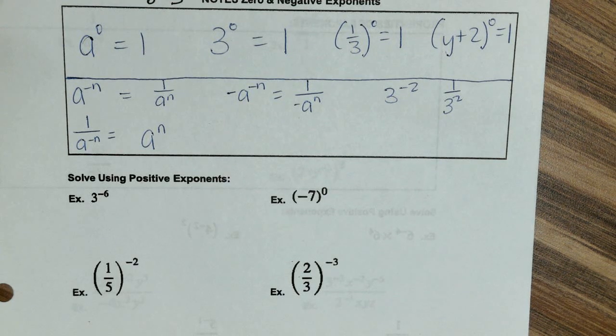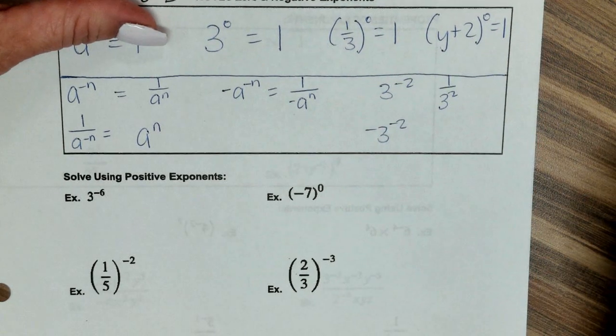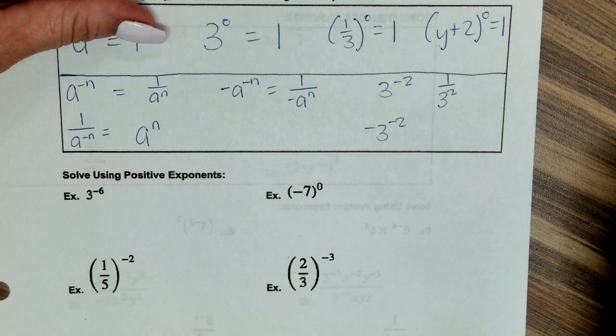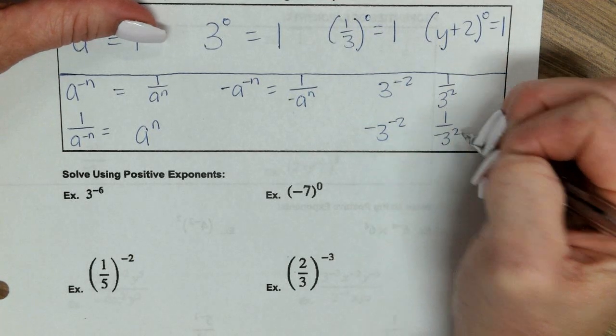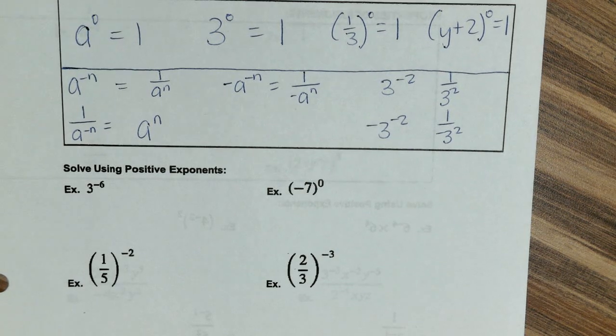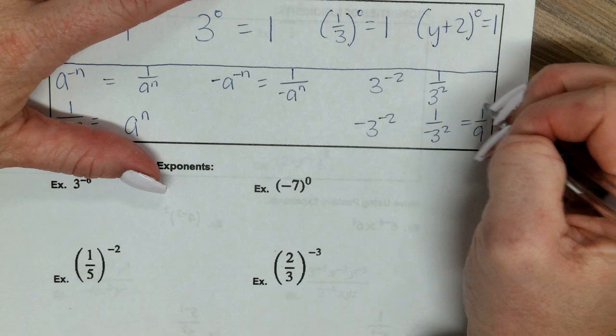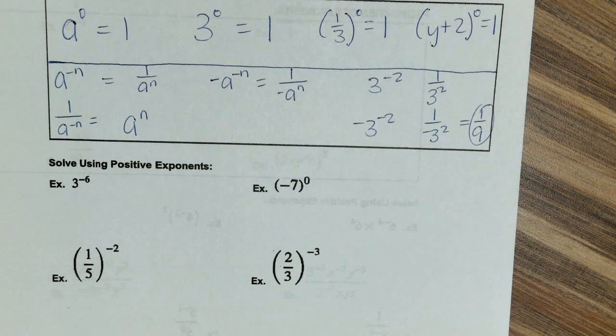Yes? How would I write negative 3 to the negative 2? 1 over negative 3 squared, which is 1 over 9, because negative 3 times negative 3 turns out to be positive 9. So this is the same thing as 1 over 9 with a positive value, because negative 3 times negative 3 is positive 9.